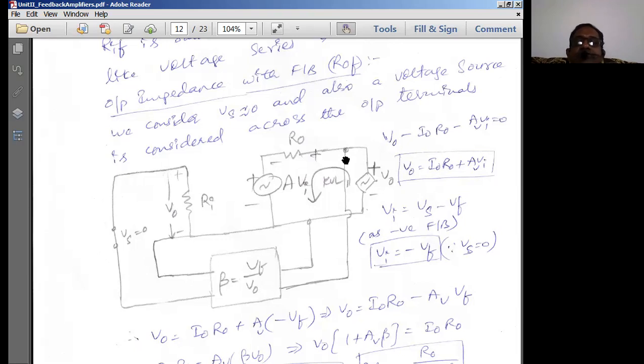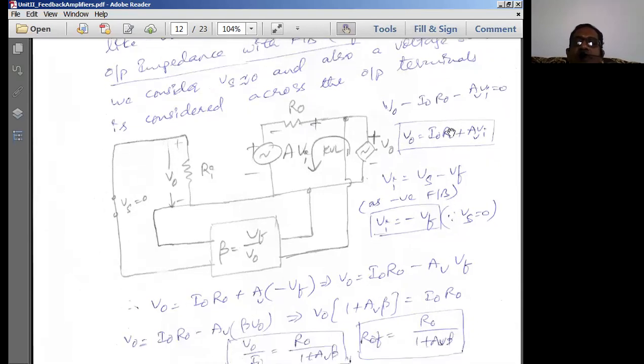As the current is moving in this direction, current flows from higher to lower potential, plus-minus. We apply KVL to this loop. When you apply KVL to this outer terminal loop, we'll have a rise in potential V naught, a drop in potential I naught into R naught, and a drop in potential minus AV into Vi, equal to 0. Therefore, from this equation, I can write V naught is equal to I naught R naught plus AV Vi.